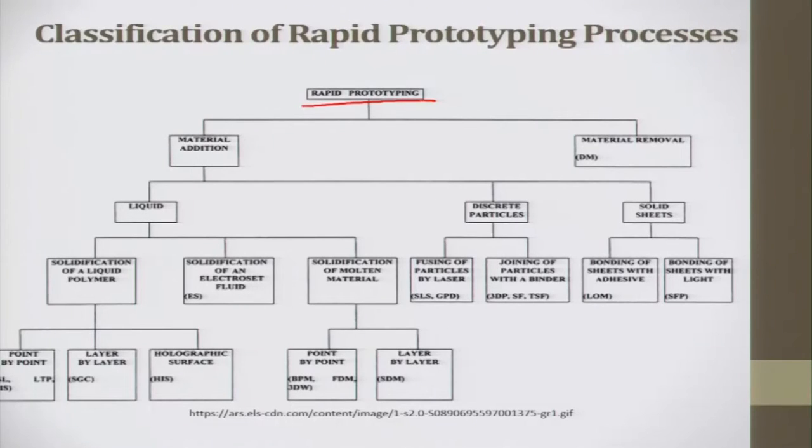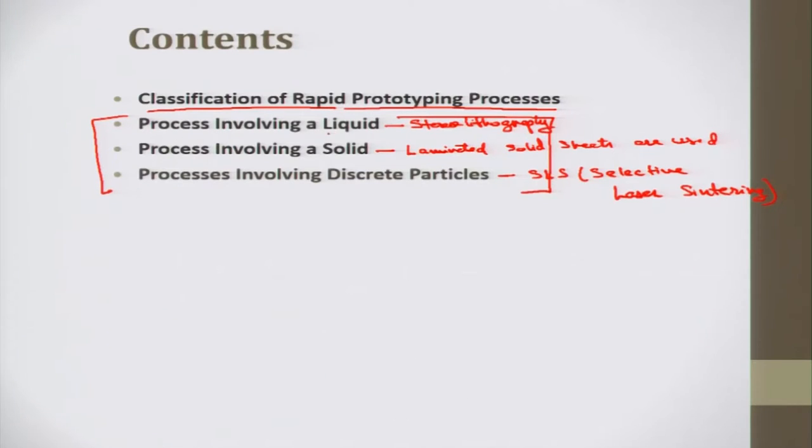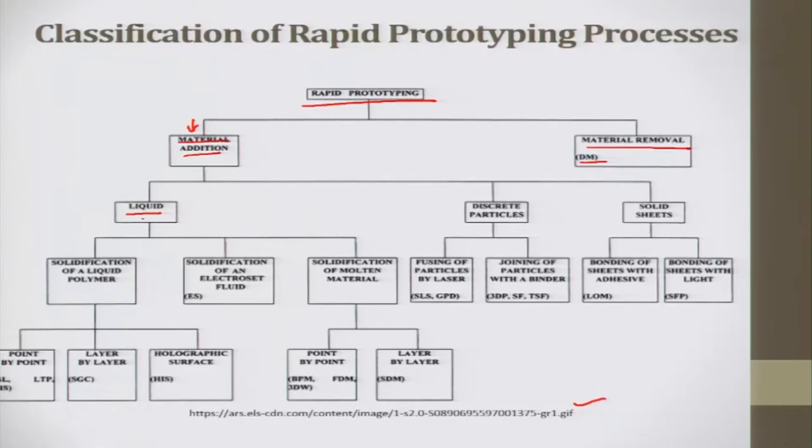Rapid prototyping can be classified in two ways. First, material addition and material removal. Actually, these three are the materials I would have to mention. Liquid, solid, and discrete particles are the kinds of materials. So, here liquid, discrete particles and solid sheets, these three kinds of materials are used, and we can see that most of the processes which are there use liquid material.